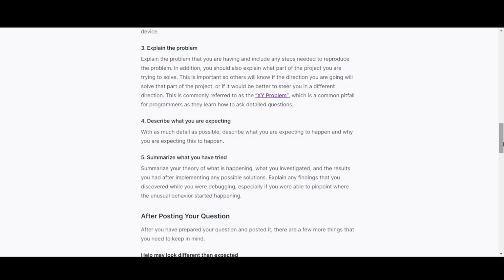4. Describe what you are expecting. With as much detail as possible, describe what you are expecting to happen and why you are expecting this to happen. 5. Summarize what you have tried. Summarize your theory of what is happening, what you investigated, and the results you had after implementing any possible solutions. Explain any findings that you discovered while you were debugging, especially if you were able to pinpoint where the unusual behavior started happening.